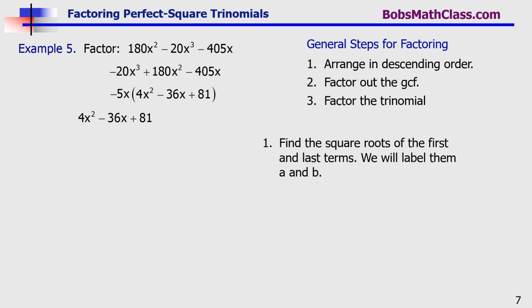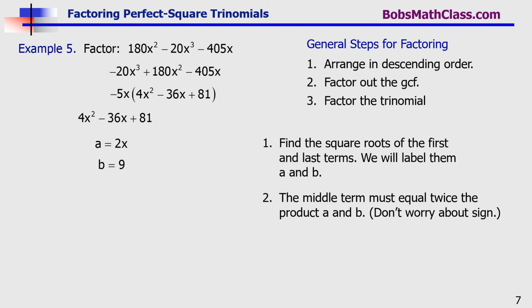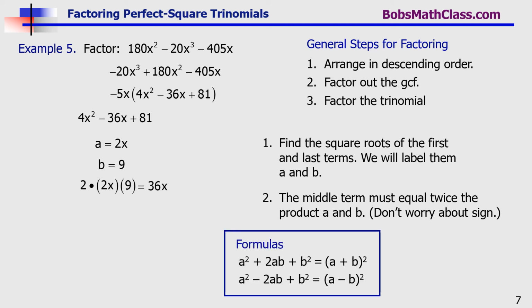All right, find the square roots of the first and last terms. What's the square root of 4x squared? That's right, 2x. What's the square root of 81? 9. Second part, 2 times a times b. 2 times 2x times 9. What does that give us? 36x. Can we use the formula? Yeah, it matches.